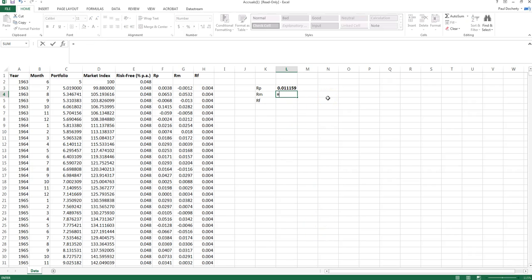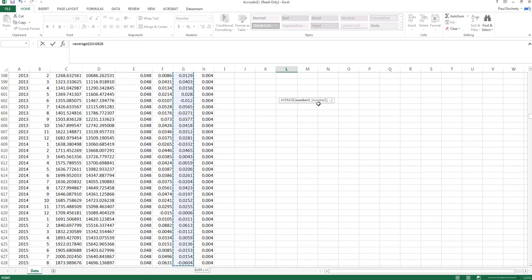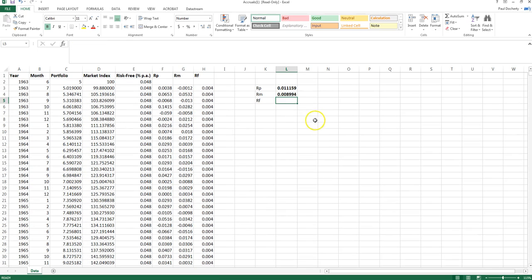I can do the same for the market. I just want to quickly step through how I did that shortcut. So I've written equals average, I've opened parentheses, I've then clicked on the top cell in that column and then held shift and control and pressed the down arrow. And what that will actually do is it will take the cursor down to the bottom value in that series. I can close my parentheses, press enter, and I can see I've got my return on my market.